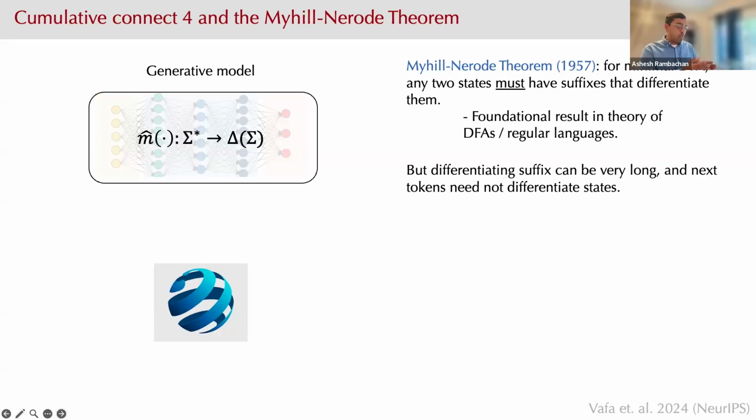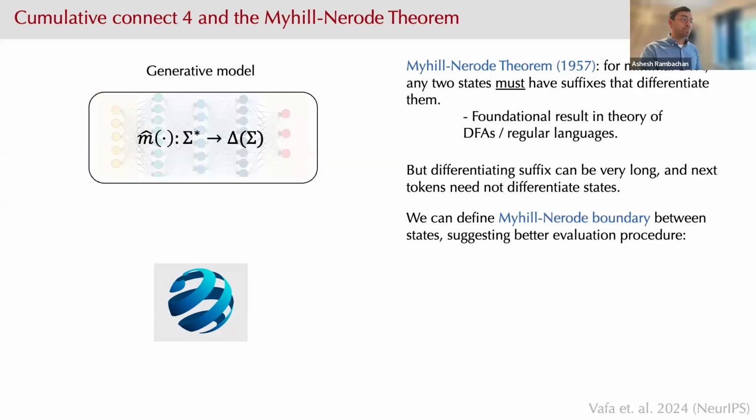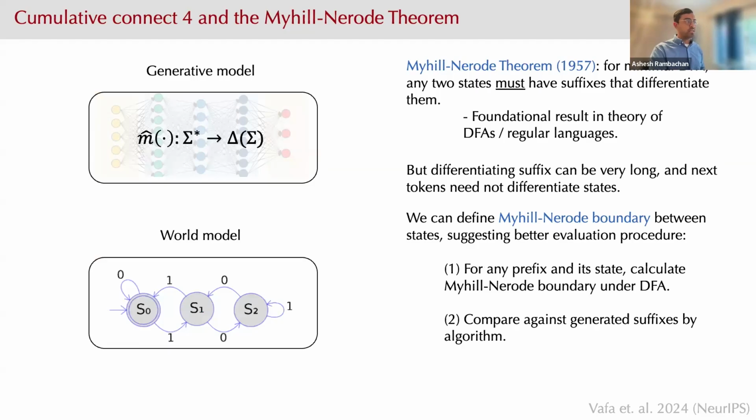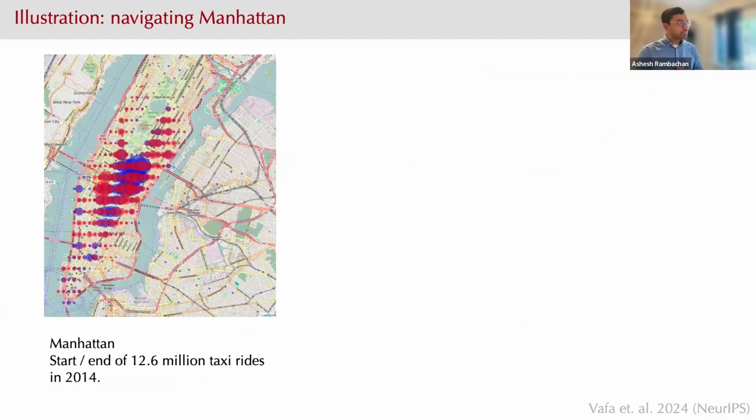But the challenge is that what differentiates two states could be very long. They may agree on all continuations of step 1, step 2, step 3, and only start disagreeing out at 4 or 5 steps, which is very different from what we do when we do next token evaluation of these models. So as a result, we can define what's known as the Myhill-Nerode boundary and then define particular evaluation metrics. But just for the sake of time, I'm going to skip ahead of how we formally define those evaluation metrics and jump ahead to the example.